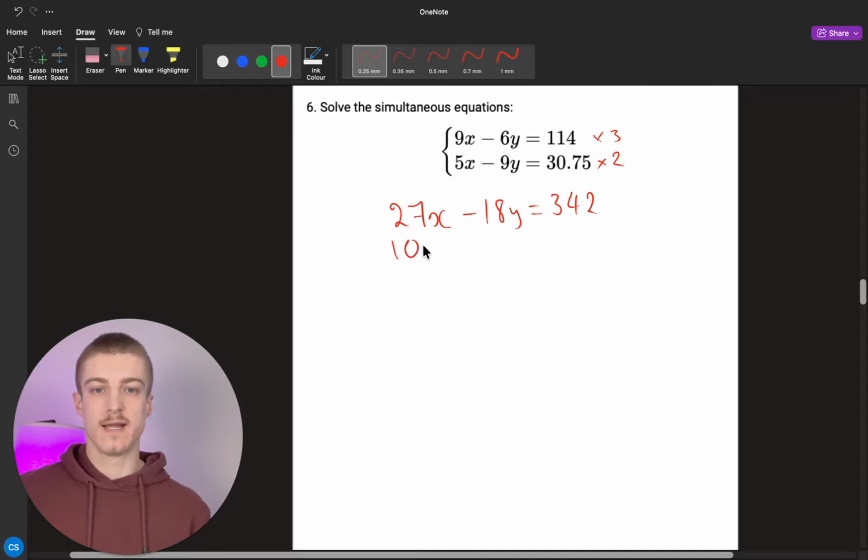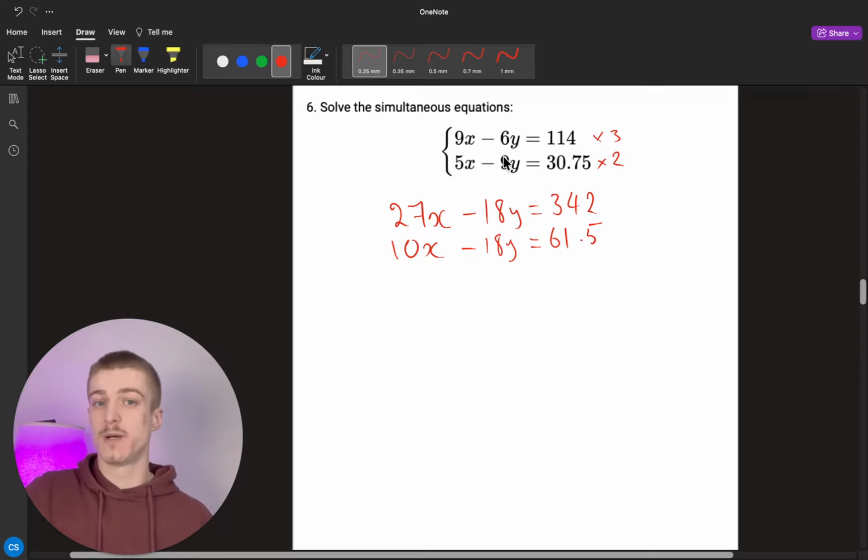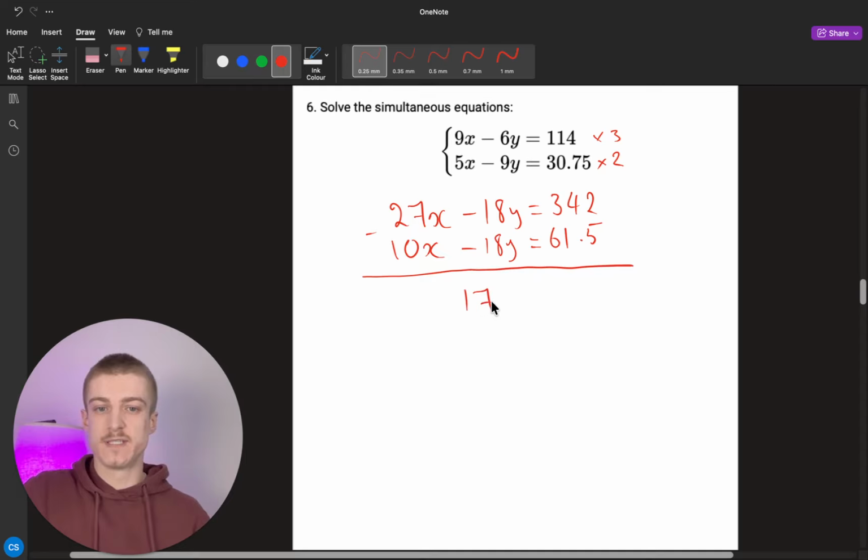Okay. I'm going to do equation 1, take away equation 2. 27 minus 10, we get 17x. 342 minus 61.5 leaves us with 280.5. X is going to be 280.5 over 17, so x is 16.5. Cool. Now let's choose one of our equations and substitute x into it.